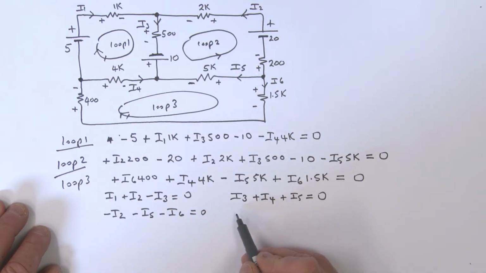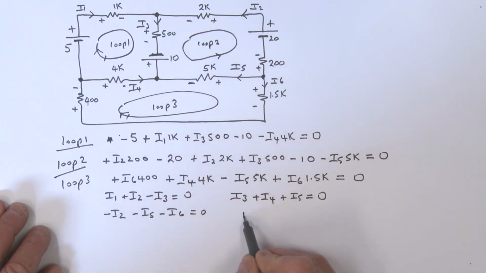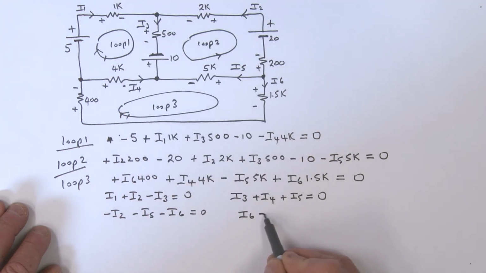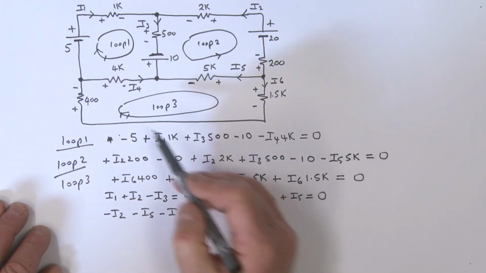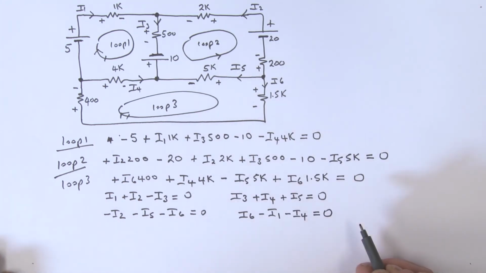So that's that node. Well, let's now look at this node right here. Once again, what is going in, what's going out? Well, I've got an I6 going in, so that's I6. I1 is going out, so that's a minus I1. I4 is going out, so that's a minus I4, and all of that is equal to 0.